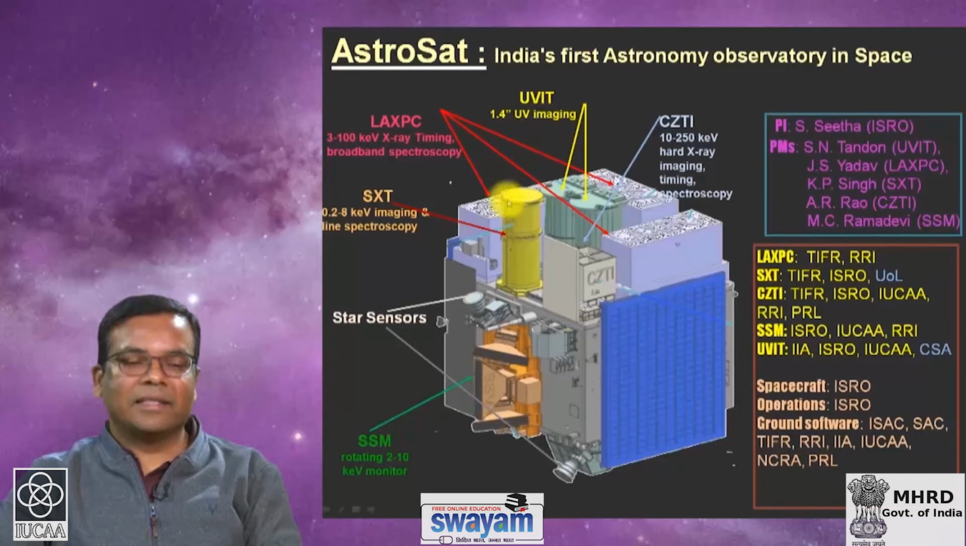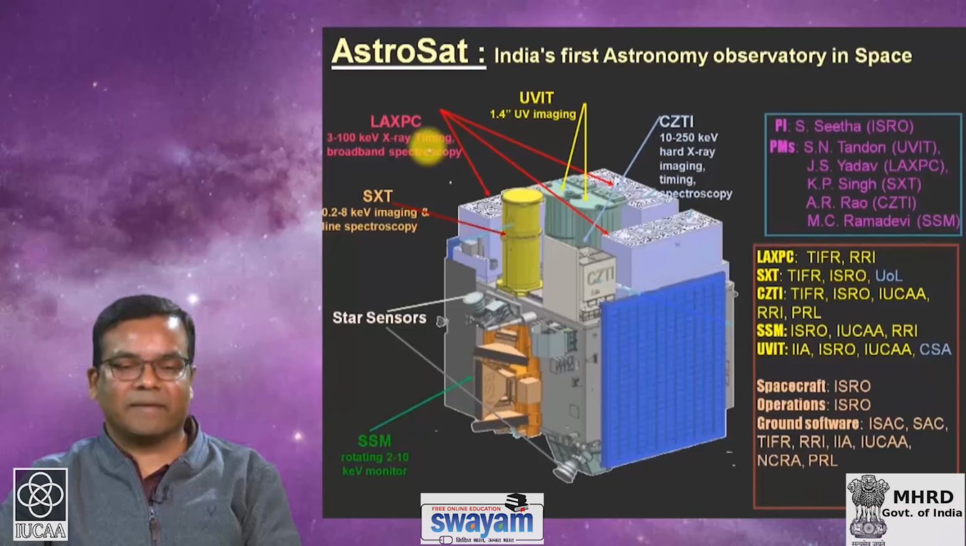In the X-ray band, there is a soft X-ray telescope which has X-ray optics and charge coupled devices. It is sensitive in the soft X-ray band, 0.2 to about 8 keV. In the hard X-ray band, there is a payload known as LAXPC, large area X-ray proportional counters. It has 3 units and is sensitive in the 3 to 80 keV band. It has fantastic timing resolution of about 10 microsecond.